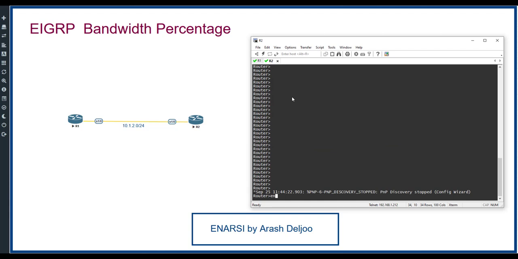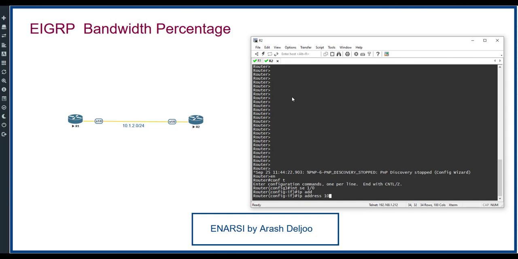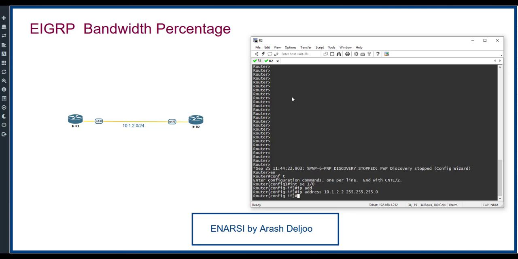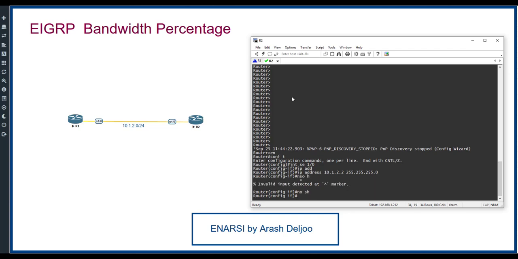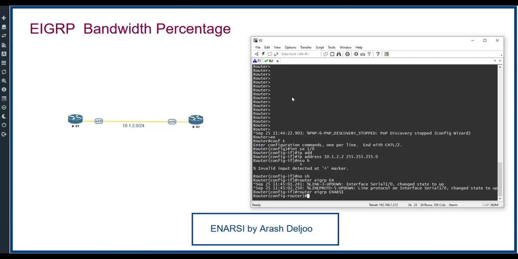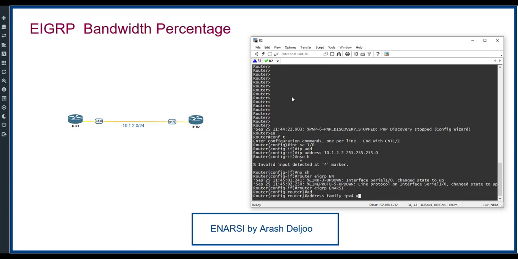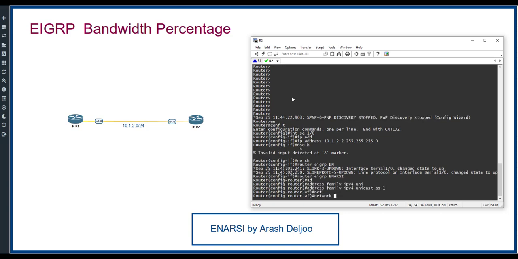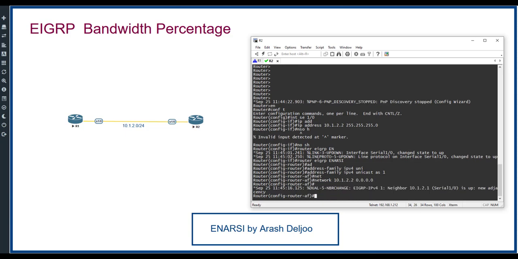Let me configure router 2. conf t, then interface serial 1/0, the IP address is 10.1.2.2 with mask 255.255.255.0, and then no shutdown. After that, router eigrp ENARSI. Here I'm going to configure EIGRP with the named method: router eigrp ENARSI, address-family ipv4 unicast autonomous-system 1. Then look here, network 10.1.2.2 0.0.0.0. Now we will have a neighborship between router 1 and router 2. This is router 2, hostname R2.